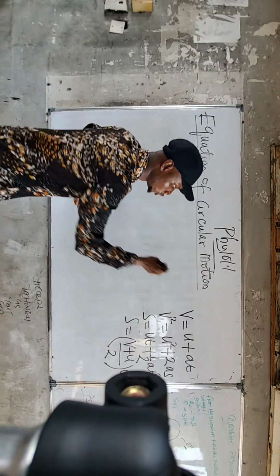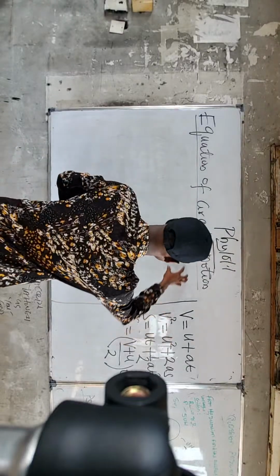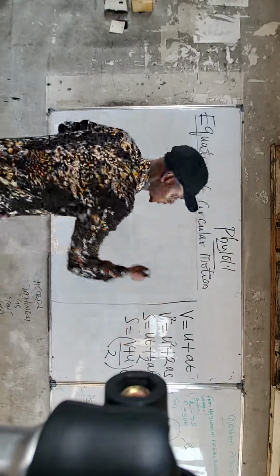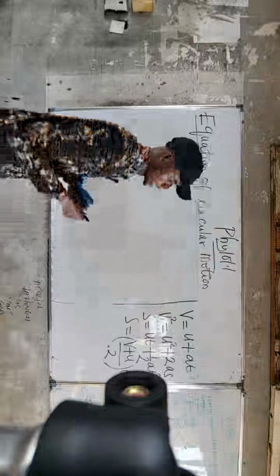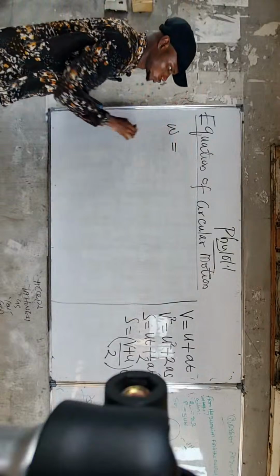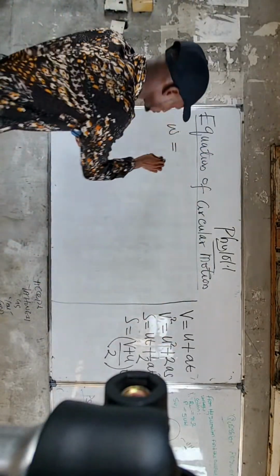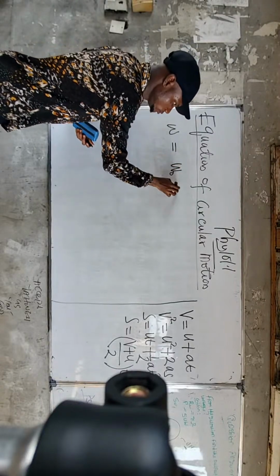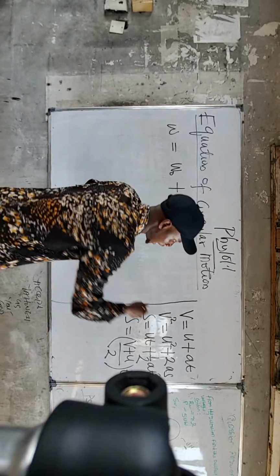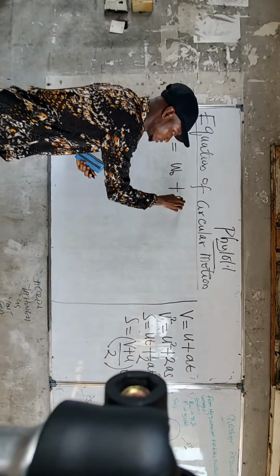Now, from what we know here, we want to change this to circular motion. Remember, in terms of circular motion, we use omega as our final velocity, which is said to be omega, and we use omega naught to represent our initial velocity here. This is said to be omega equals omega naught plus alpha t, where we use alpha to represent our acceleration here.